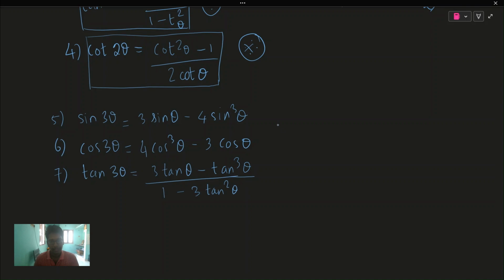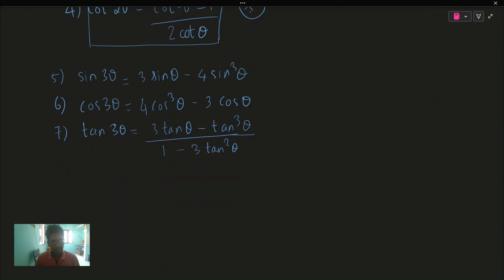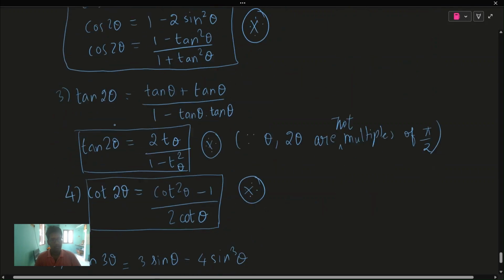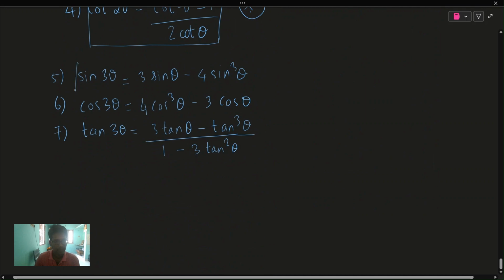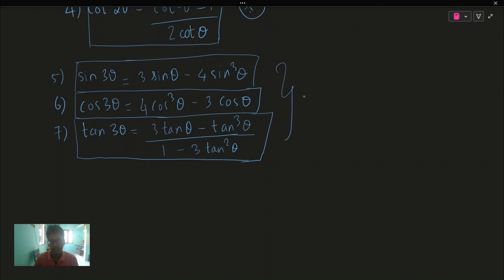If you want the proof, you could use the same sine of a plus b formula where you can substitute a as theta and b as 2 theta. You would end up getting the final answer as this. Okay. So till now we saw how multiple angles get dealt with in trigonometric ratios.